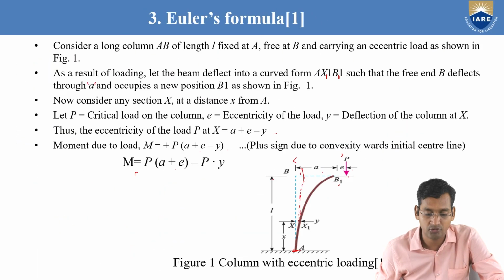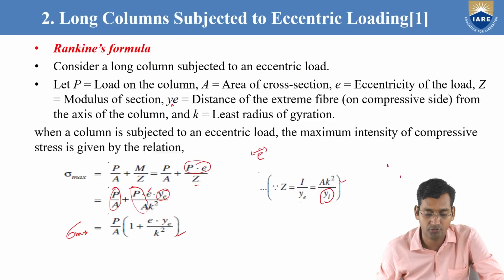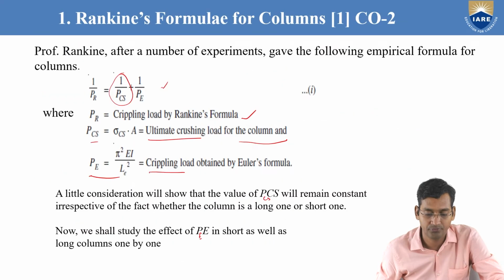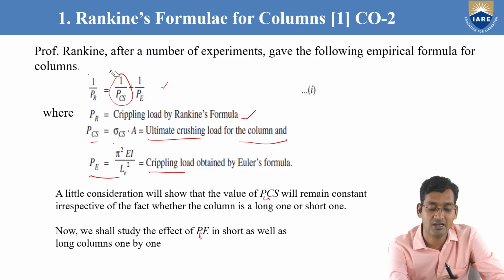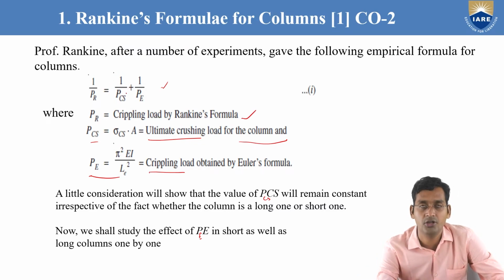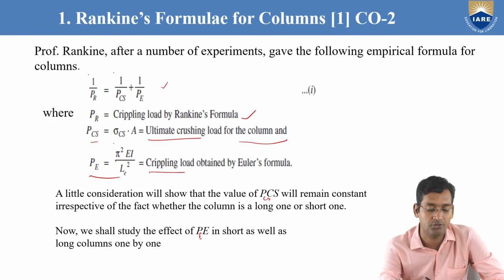Let's see. I am recalling quickly once again this Euler formula. First this one. Okay. So now Rankine's Euler formula is required. So this already we had seen that 1 by PR equals what? 1 by PCS plus 1 by PE, where PR is crippling load by Rankine formula, PCS is ultimate crushing load, PE is Euler's formula. So this already we derived, this we know, sigma CS.